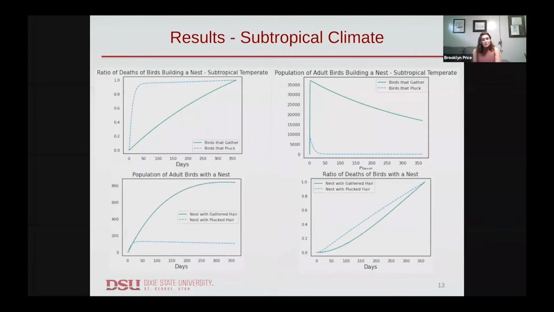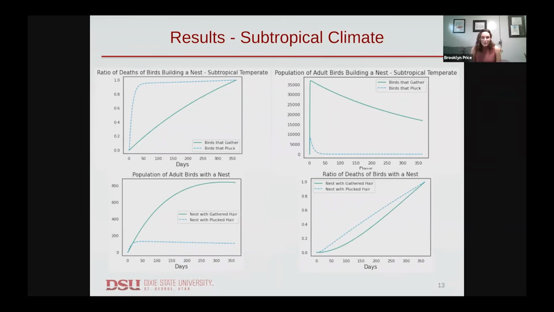Now we have the results for the subtropical climate. We chose to do results for the subtropical climate because 100% of the birds in this climate have hair in their nest, and 20% of them pluck that hair. We thought that would be really good because it shows that we can compare directly the percentage of birds that pluck hair to the population that gathers hair, because no other climate had birds that pluck hair.